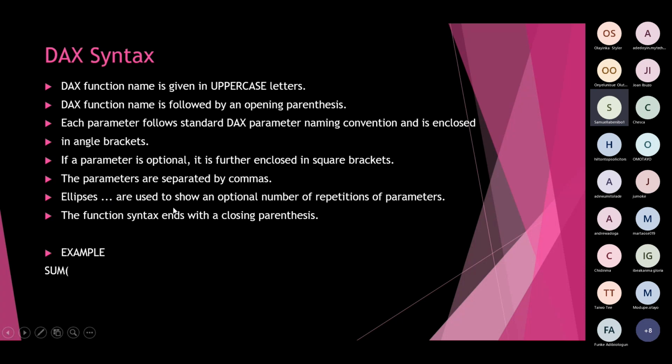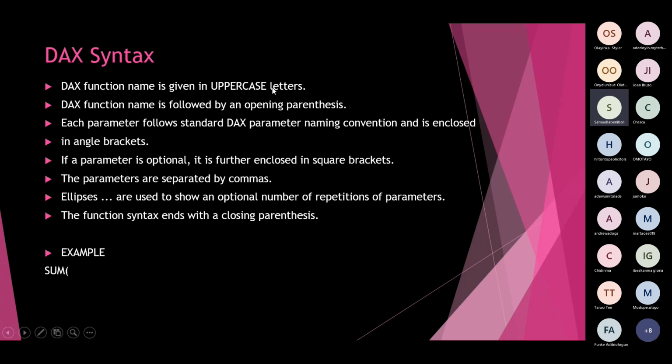They are used to show optional number of repetitions. So maybe parameters can repeat themselves multiple times. So you have the ellipses. And now every function starts and ends with a parenthesis. If not, it's not going to read. Okay, so it's not going to perform the said task that was assigned to that function.